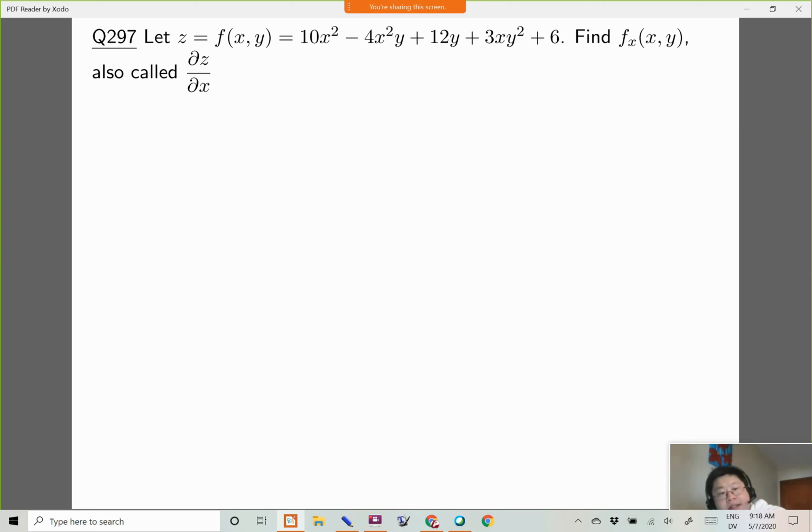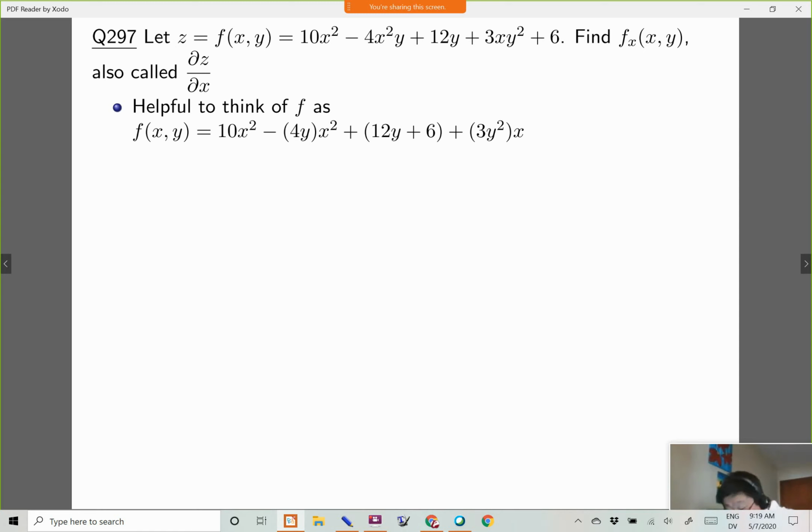So in my next example, I called it z, that's the output variable, but I'm focused more right here, that f of x comma y is 10x to the second minus 4x to the second y plus 12 times y plus 3 times x times y squared plus 6. And we're going to find f sub x. Also, we could have used the notation dz over dx, but I'm going to just use this notation, f sub x here. This little x indicates that x is the variable. We're treating y like a constant, just like we did in the previous question.